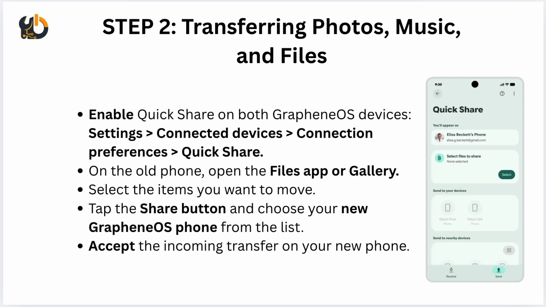On the old phone, open the Files app or Gallery. Select the items you want to move. Tap the share button and choose your new GrapheneOS phone from the list. Accept the incoming transfer on your new phone.